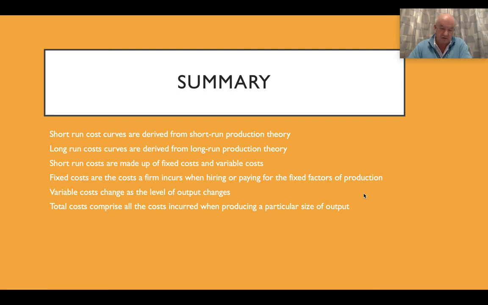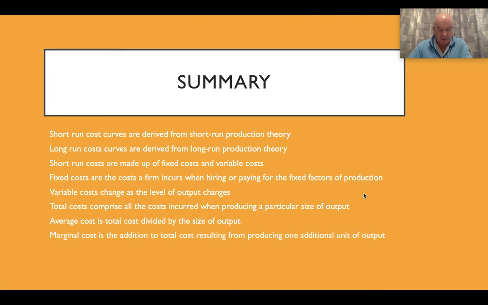Okay, so this is essentially just breaking down different types of cost. When we start to look at average cost, we take the total cost that we've incurred and divide that by the size of the output that the firm is producing to give us average cost. And finally, the marginal cost is the addition to total cost resulting from producing one additional unit of output.